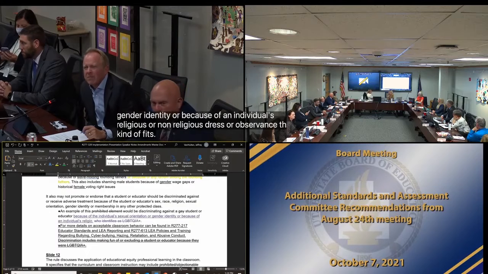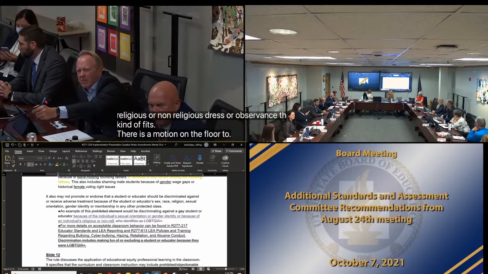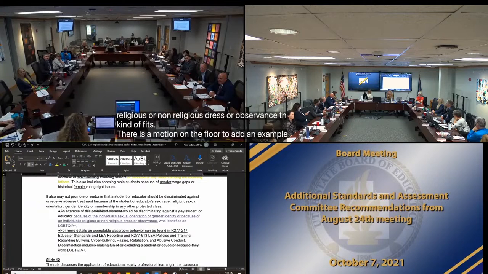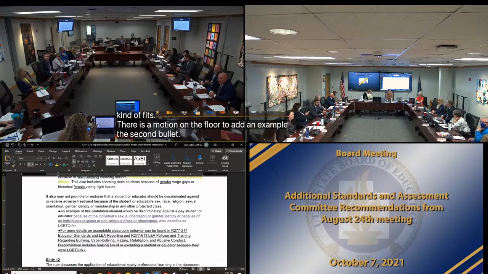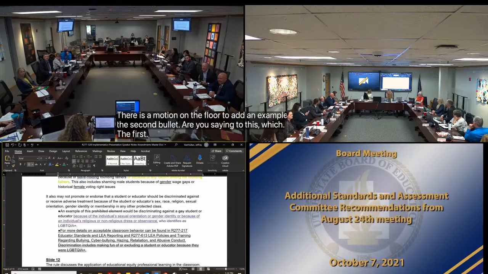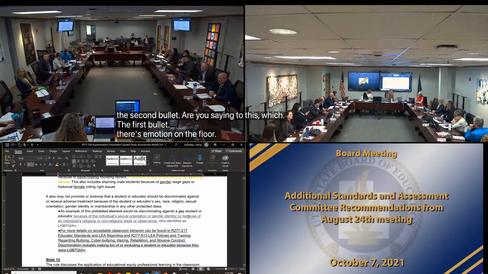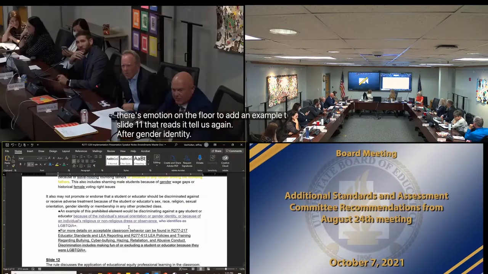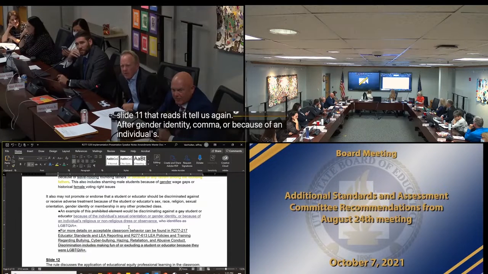There is a motion on the floor to add an example to the second bullet, are you saying? To this, which bullet? The first bullet? Actually, go on the first, it's better. That's the first. There's a motion on the floor to add an example to slide 11 that reads, after gender identity, comma, or because of an individual's religious or non-religious dress or observance.